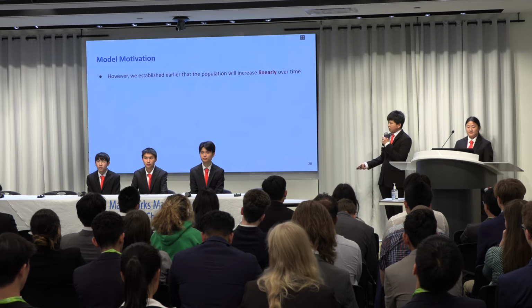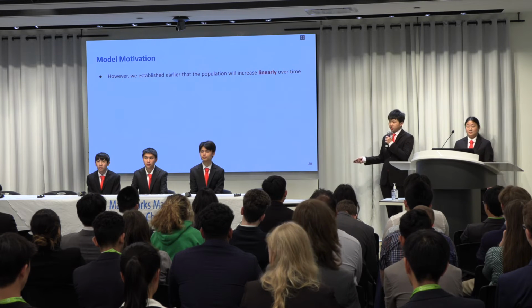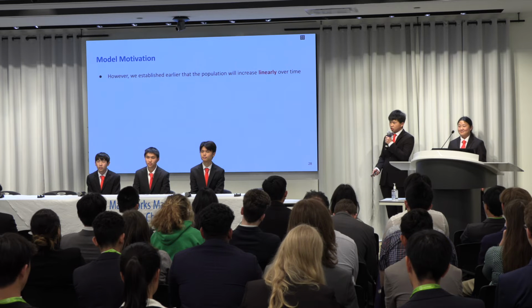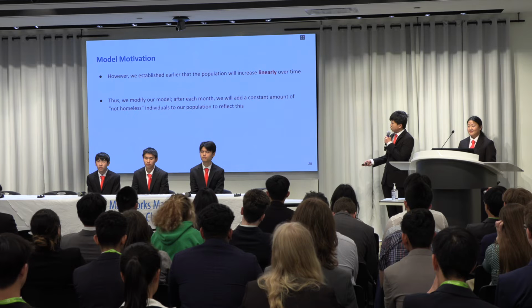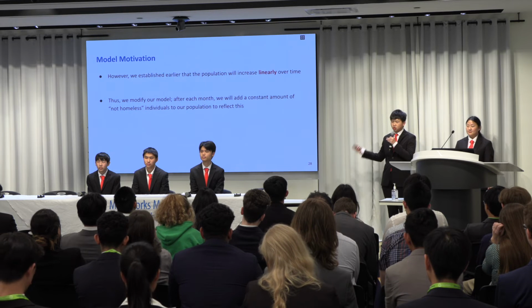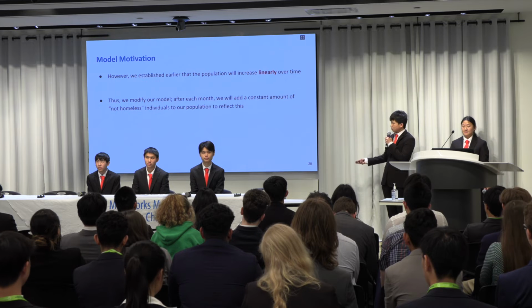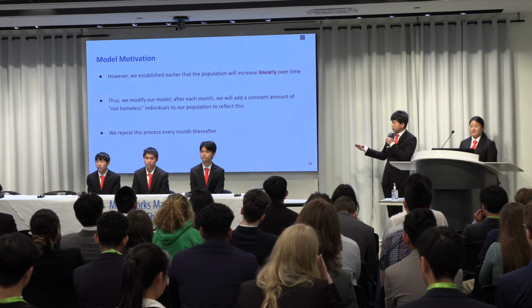One thing to note about our state model or Markov chain is that we did establish earlier, as Jonathan mentioned, that we assume that population will increase linearly over time. And so to adjust for this, we chose to add a constant amount of non-homeless individuals to the population each month to adjust for population growth. And we repeat this process every month.